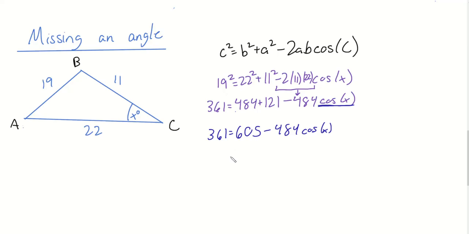Sophia said we want to move over. Are we subtracting or adding? Subtracting 605. Negative 605. Negative 240? 44. Equals 484 cosine of x. How can I get rid of the negative 484? What operation is happening in between these two numbers?